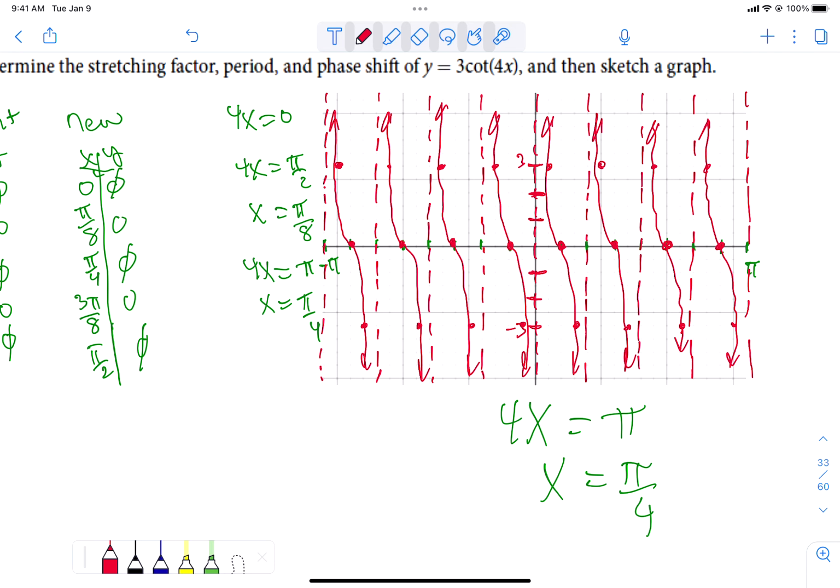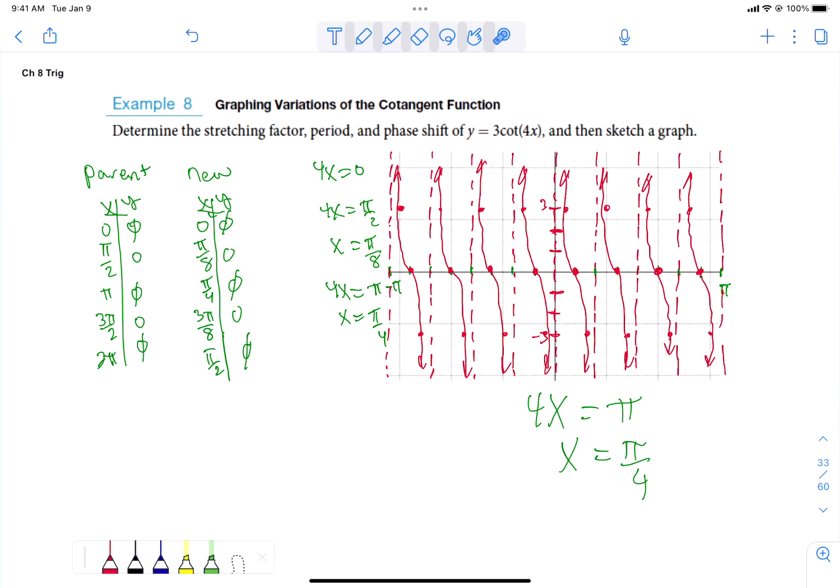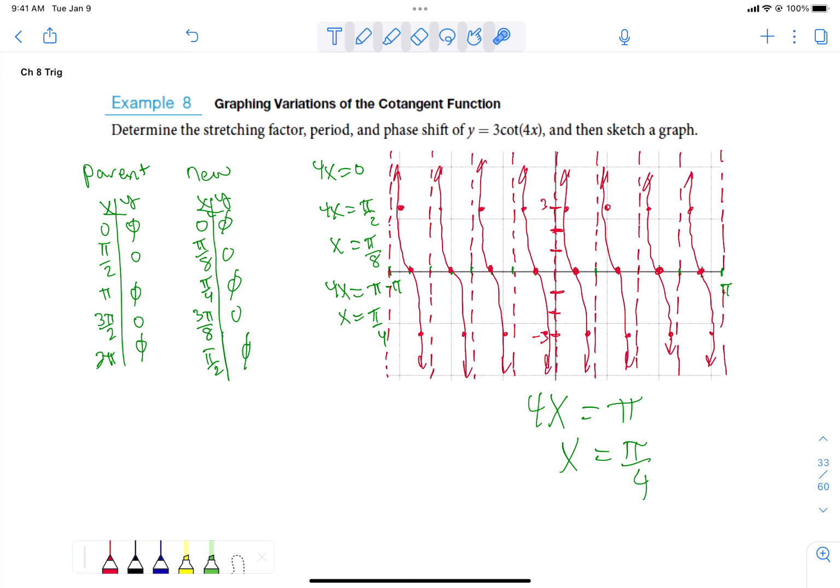Okay. So let's analyze what happened. The 4 squished it in and changed the period so that one cycle happened in pi over 4. The 3 just stretched it out for the up 3, down 3 version. Normally it goes up 1, down 1. So there is example 8.